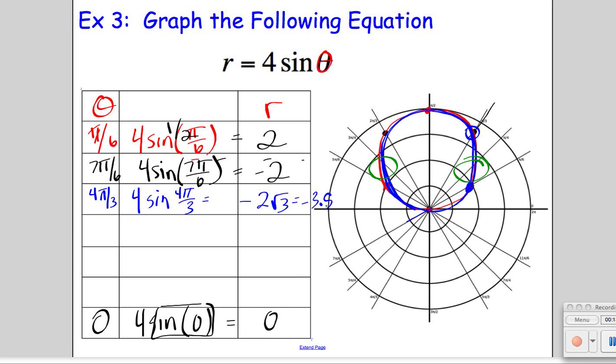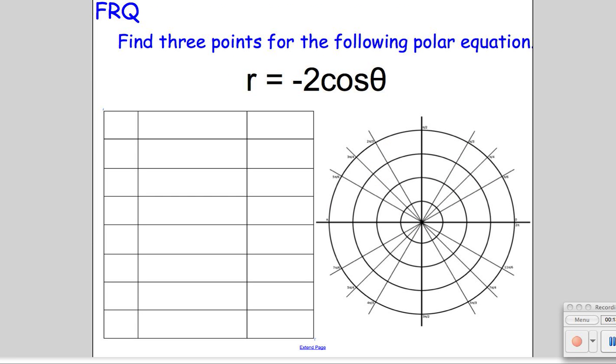But your last checkpoint question is to find 3 points for the following polar equation. So any 3 points, if you want to be consistent with what we just did, you can plug in 0, pi over 6, and 2 pi over 6, or pi over 3. So plug in those 3 points, find those 3 points, and enter them in the video checkpoint. Decimals, of course, are fine.